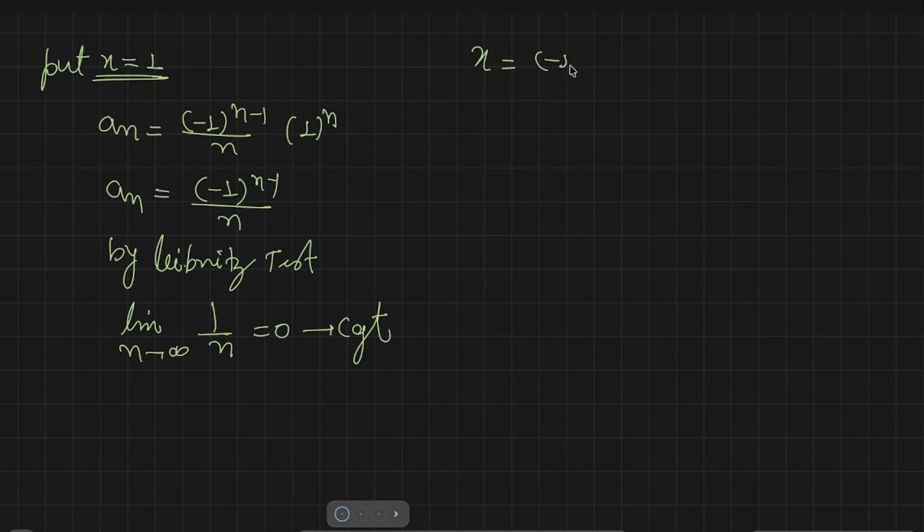At x equal to minus 1, put minus 1 here. An is equal to minus 1 power n minus 1 upon n into minus 1 power n.